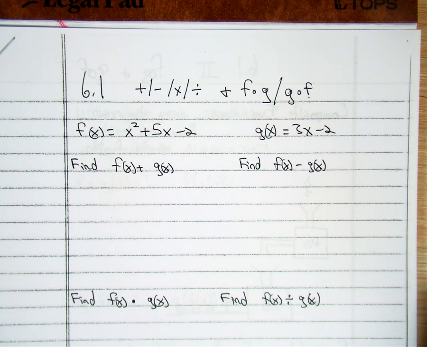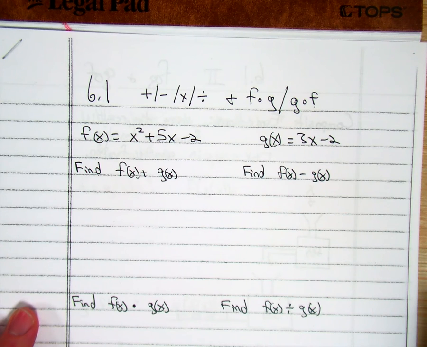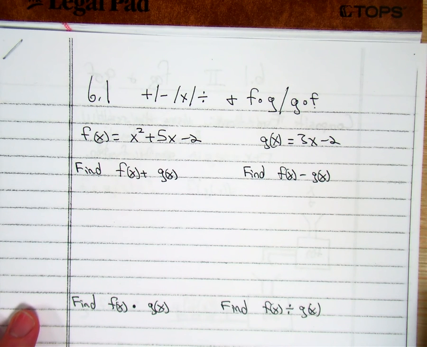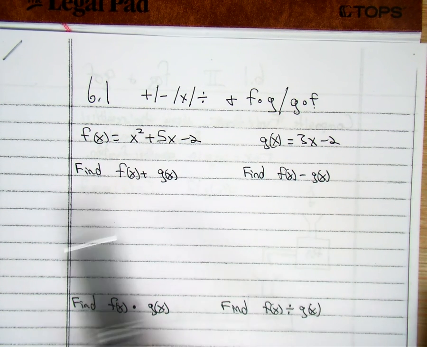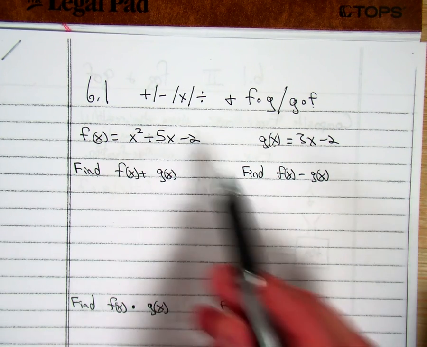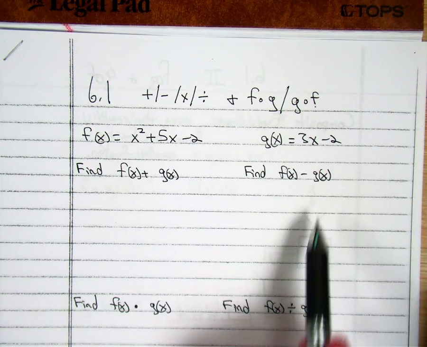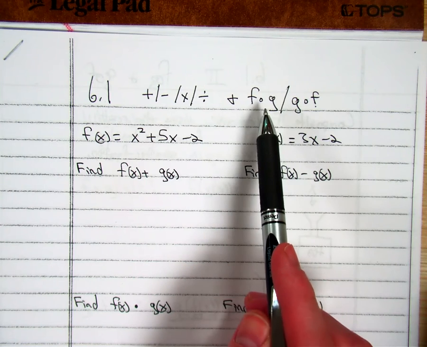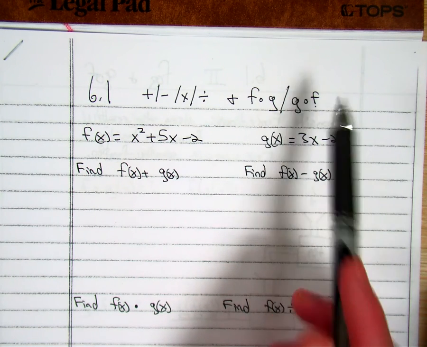All right, Algebra 2, here we are with Lesson 6.1. We're starting you off with some pretty easy stuff we've already done, just a different way of writing it, and it's going to transition into something new. We're learning about adding, subtracting, multiplying, and dividing functions, which we've already done before. And then we're going to learn about composite functions, f of g and g of f.